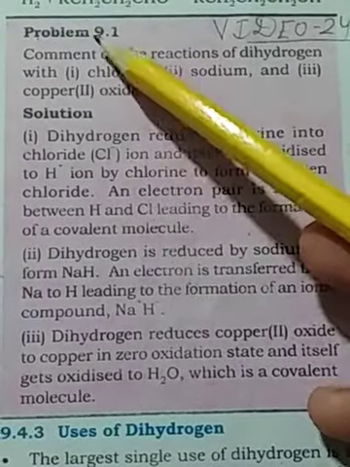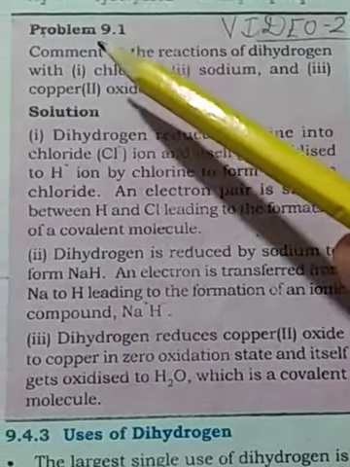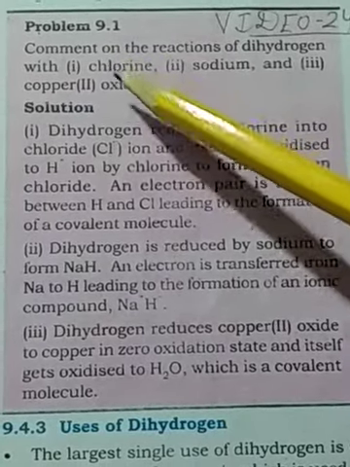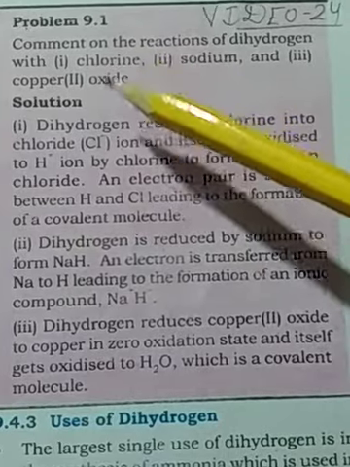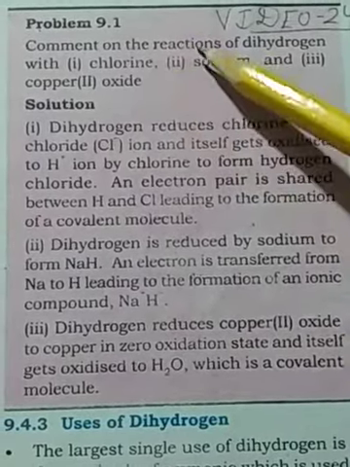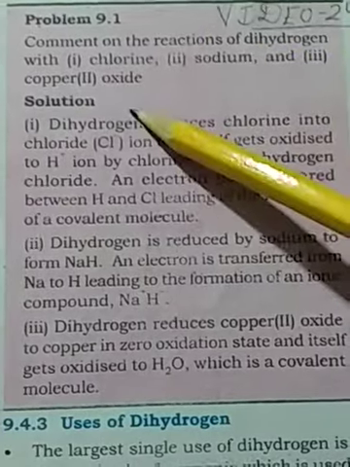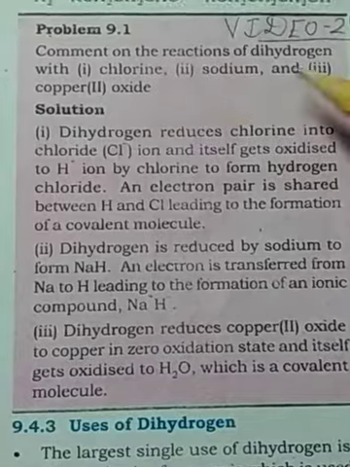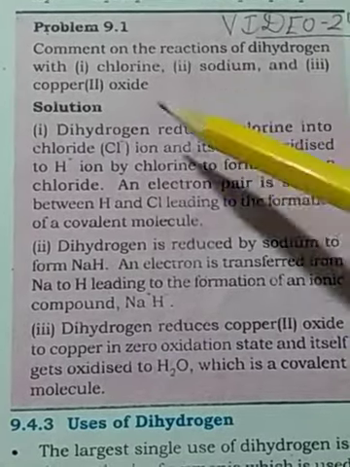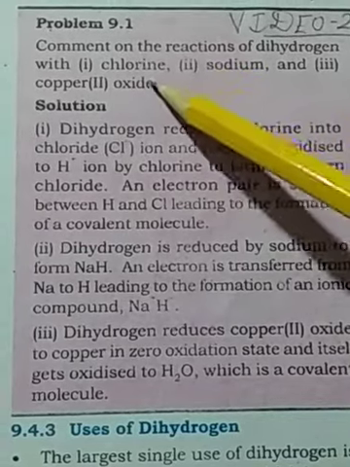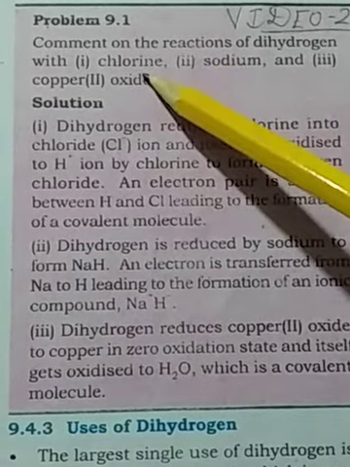First, starting problem 9.1. In the last video I already explained the physical properties, chemical properties and uses of dihydrogen. So here, comment on the reaction of dihydrogen with first chlorine, second sodium, and third copper(II) oxide. First, we have to comment on the reaction of dihydrogen with chlorine.